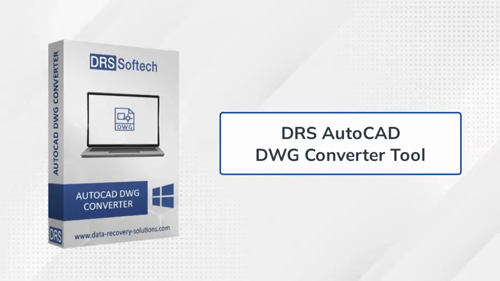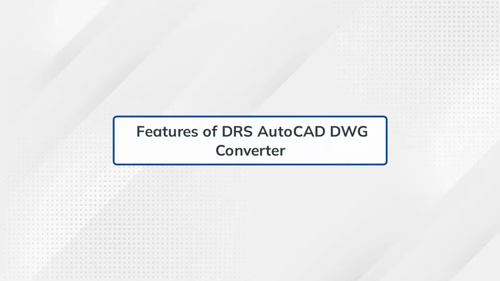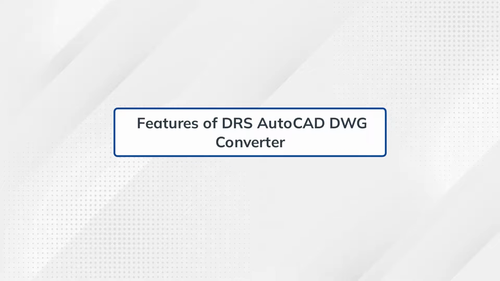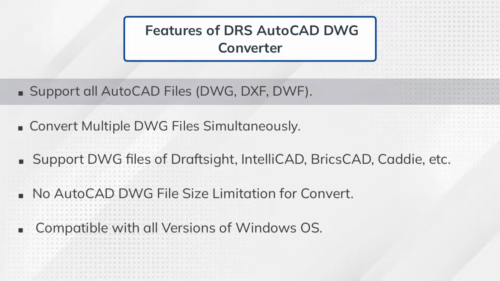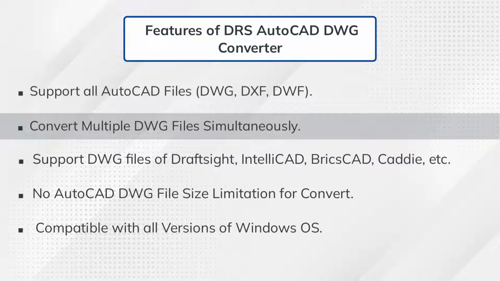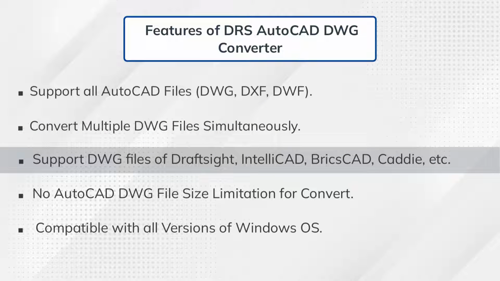DRS AutoCAD DWG Converter. DRS AutoCAD DWG Converter provides you with various incomparable features. Let us see the most prominent features. The application supports all AutoCAD files like DWG, DXF, and DWF. You can add multiple DWG files at once and convert them simultaneously. It can convert DWG files created by Draftsight, IntelliCAD, BricsCAD, or any other tool.